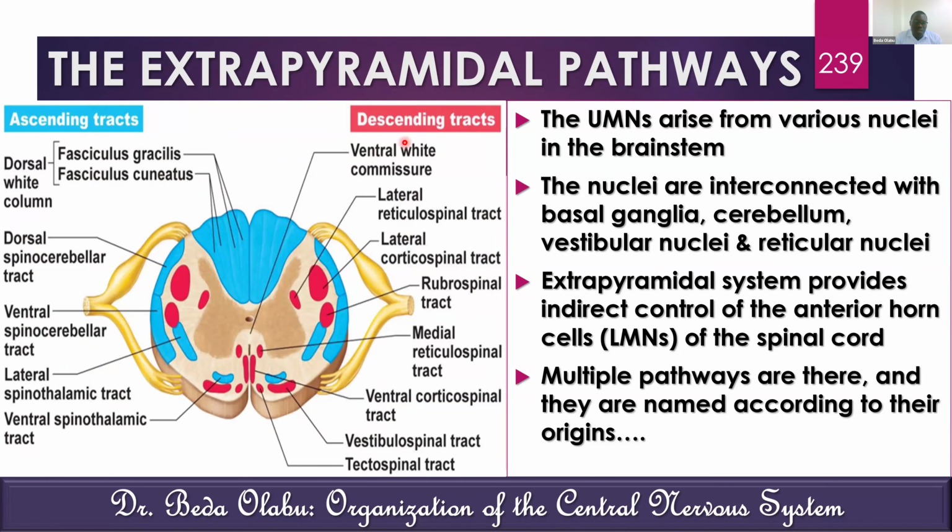In terms of their location, they occupy different regions. So remember, the red ones represent descending tracts and the blue represent ascending tracts. In this, we already talked about lateral corticospinal, which is an example of pyramidal tract. And we talked about the ventral corticospinal, which is also an example of a pyramidal tract. Anything else other than those two are actually extrapyramidal. So you can see tectospinal, vestibulospinal, reticulospinal, rubrospinal. Let's talk about them.